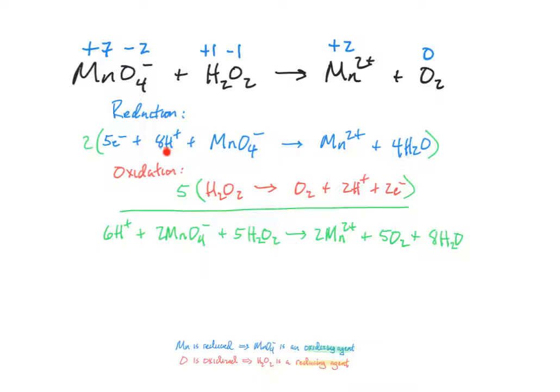And then to go ahead and balance the charge, I right now have a total of +7 on the left and +2 on the right, so I need to bring in 5 electrons to bring my +7 down to +2. All right, so this half reaction is now balanced.